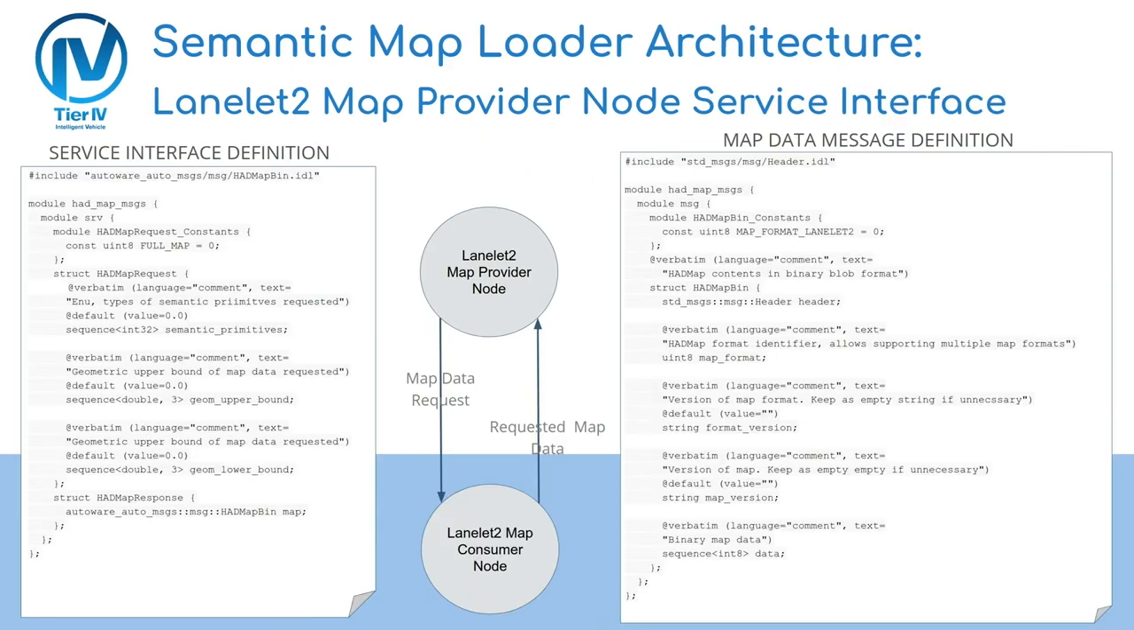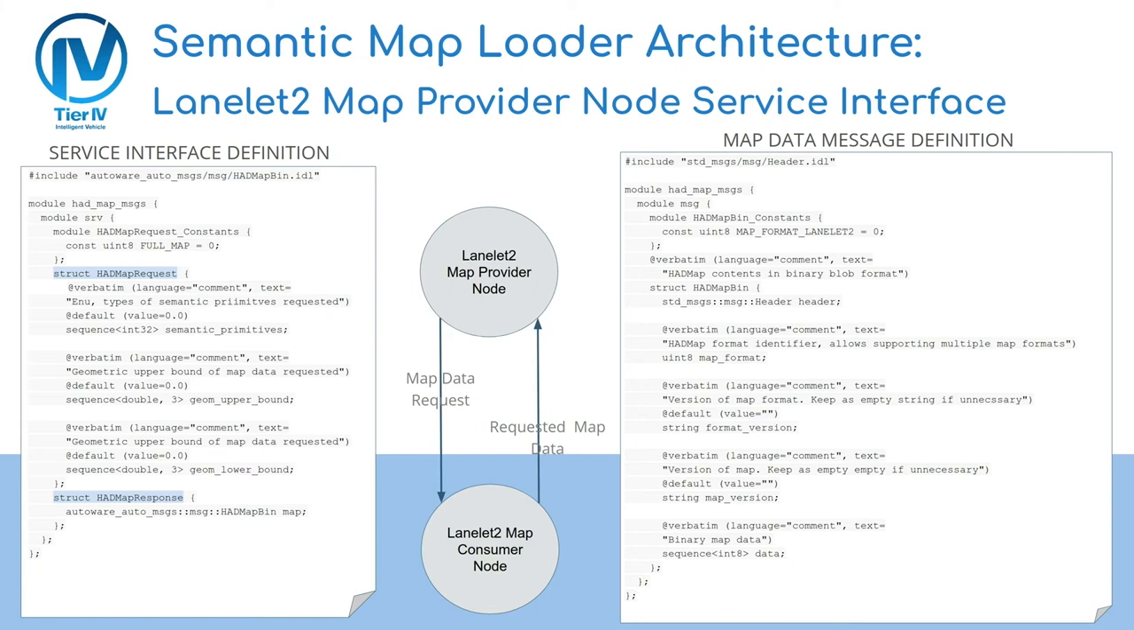In this slide, we take a look at the proposed message formats used in the map request and response service. The messages are defined in the interface definition language that is replacing the older ROS .srv and .msg definition files. Here at the blue highlighted regions, we can see the definition of the HAD map request and HAD map response messages. The request has a definition for semantic primitives, basically a variable-sized array listing all the semantic information types requested by the consumer node. These primitive types are defined as an enumerated type and will refer to such information as lane information, traffic lights, etc. Furthermore, the request message defines geometric upper and lower bounds of map information as requested by the consumer node.